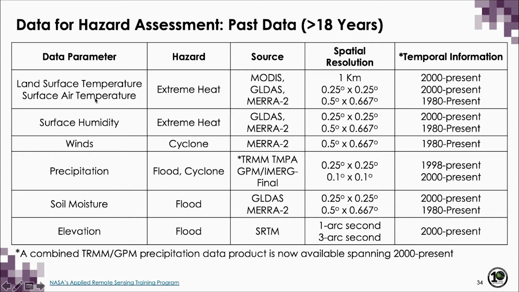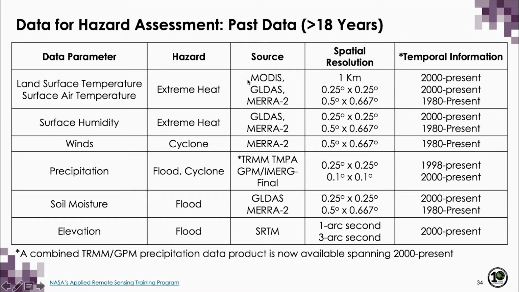For extreme heat, land surface temperature, surface air temperature, and surface humidity are relevant. They can help in understanding in which area most intense extreme heating is occurring. And so looking at this past data, one can come up with frequency, spatial extent, and probability of extreme heat hazard in different locations.